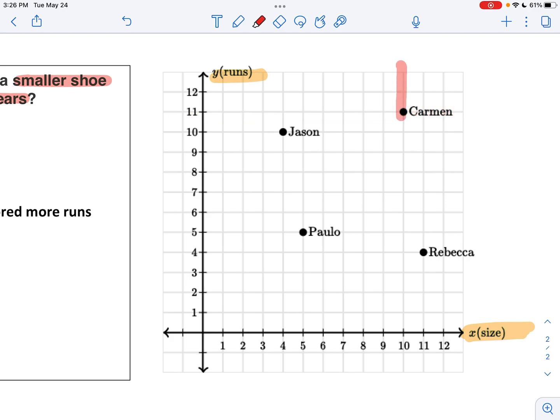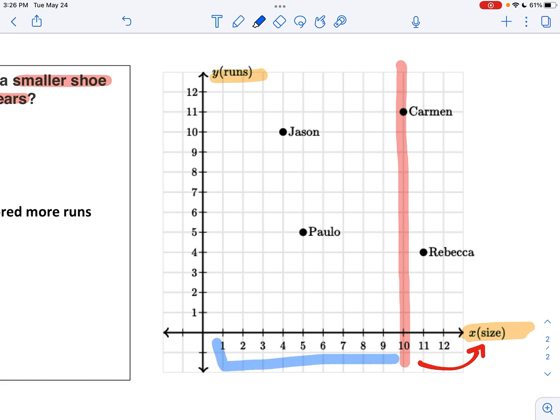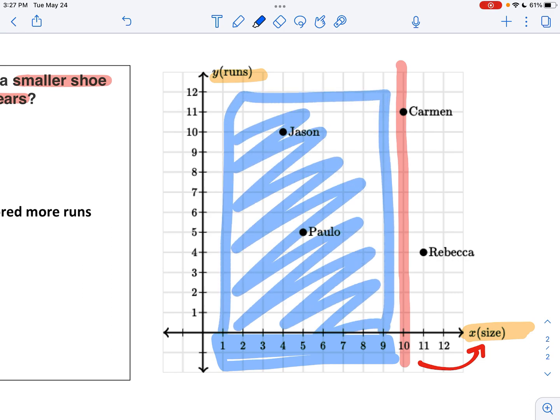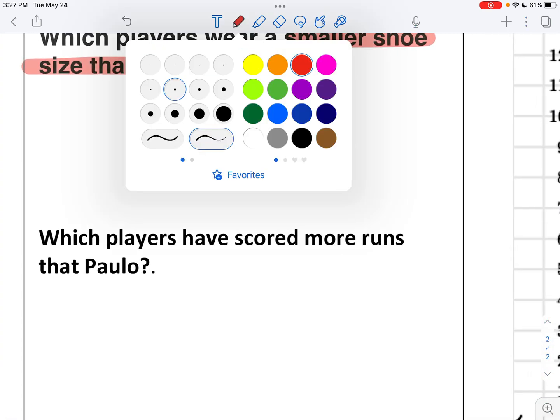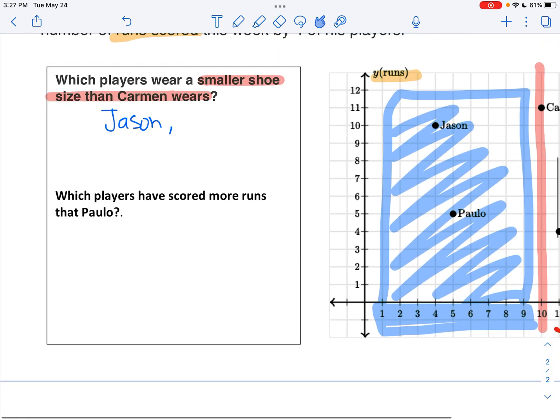Instead, I'm going to look up and down. So here's shoe size. Looking over on the x-axis, it says shoe size. So Carmen wears a size 10. So where are all the sizes that are less? It's all the numbers less than 10 down here on the x-axis. So whoever's dot is above those numbers has a smaller shoe size. So one of those people is Jason. I'll write that down, maybe with blue. Jason, and I'm going to look and see what size Jason wears in just a moment. The other person is Paulo.